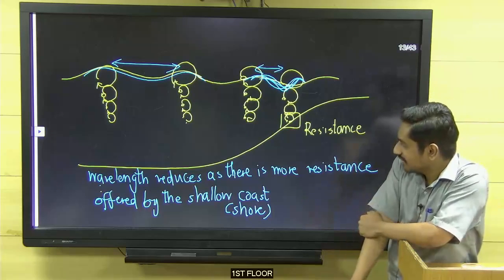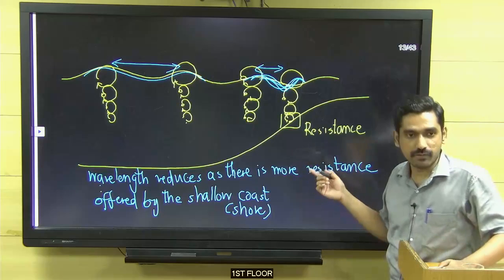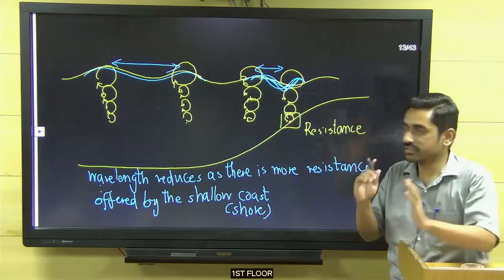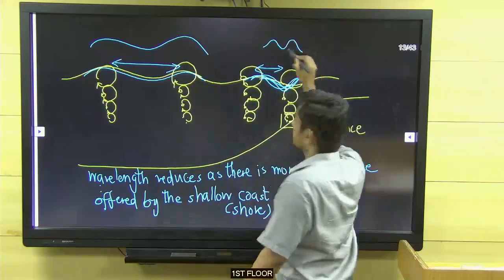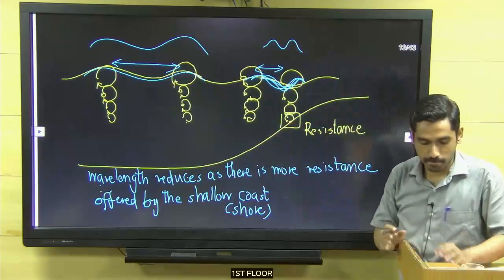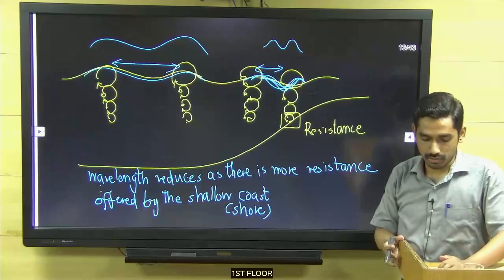Okay. Wavelength reduces as there is more resistance offered by the shallow coast. Use the word finish if you're ready. Simple concept. So now wavelength has become shortened. Here it was long. Here it has become short. Long to short. Second point is, why does it become tall?